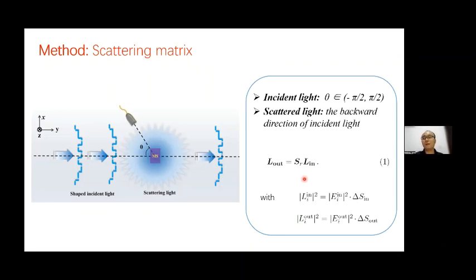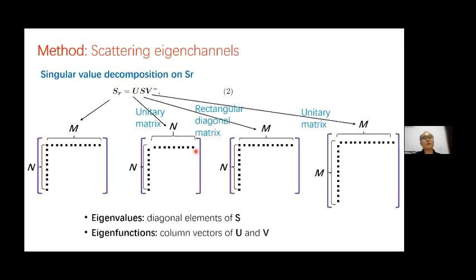Here, for clarity, we define the value of the elements of L in and also L out in this way, such that the absolute square of them is equal to the power of light at that particular channel. So you see this is a field strength, and here by definition, delta S is the area of that particular channel. With the information of S, we can do singular value decomposition.